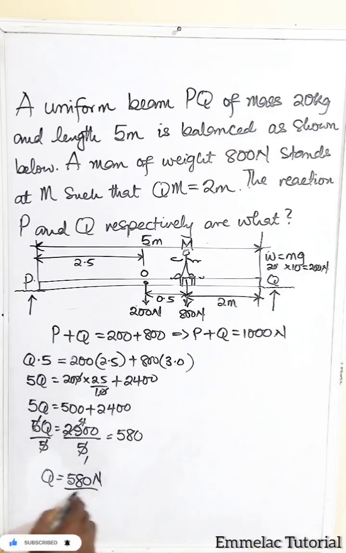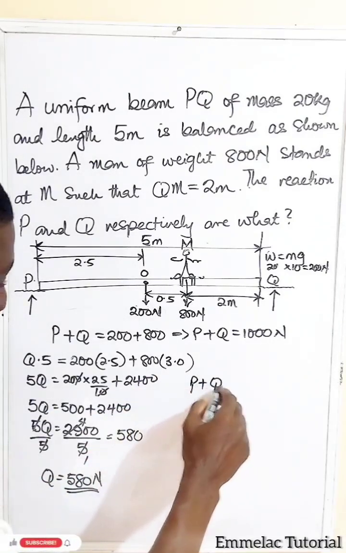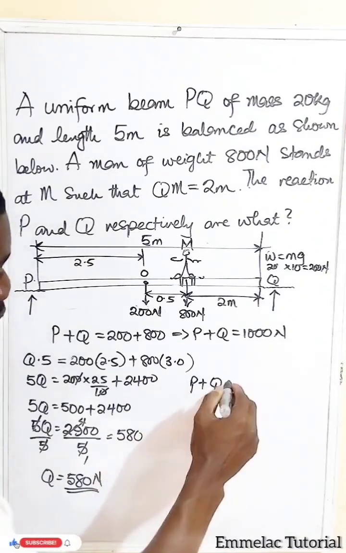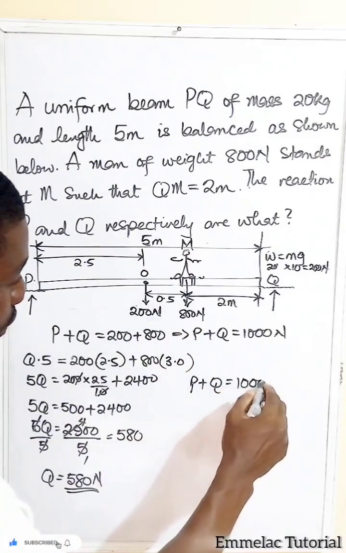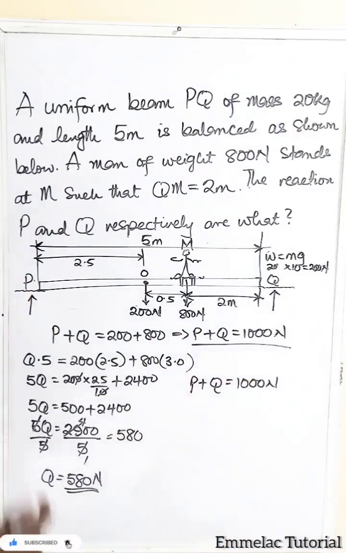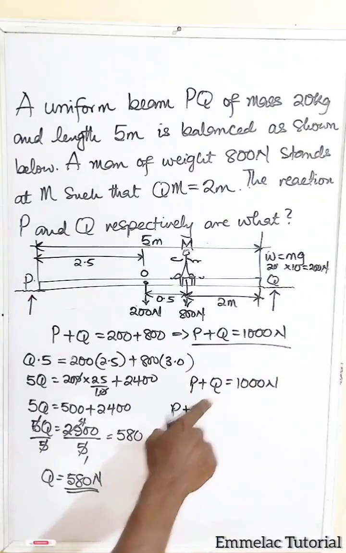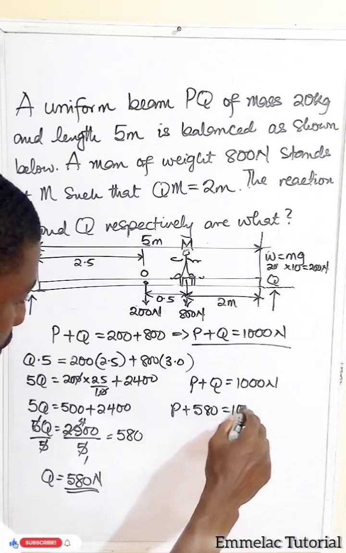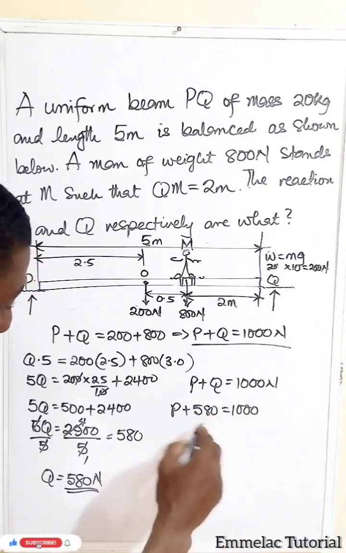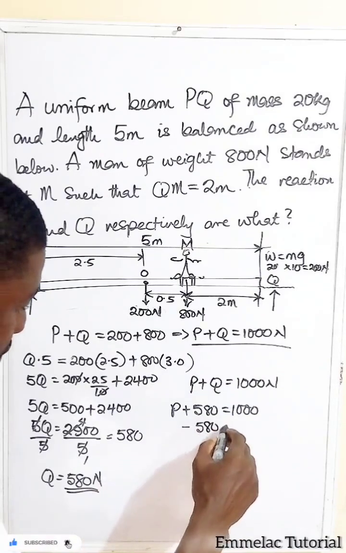580 Newton. Now let us recall here that P plus Q, which is the upward force, must be equal to the total downward force, which is what? 1000 Newton, according to my formula here. So here we have that P plus Q, where Q is 580, equals 1000, then subtract 580 from both sides.